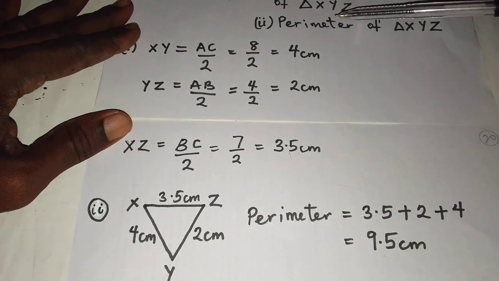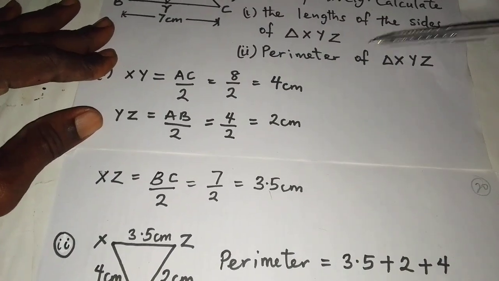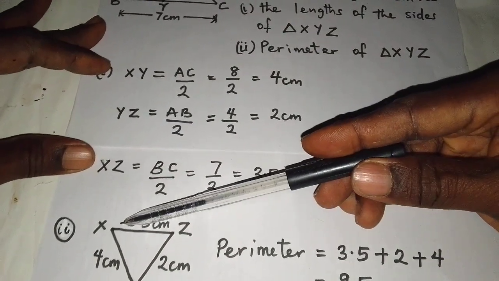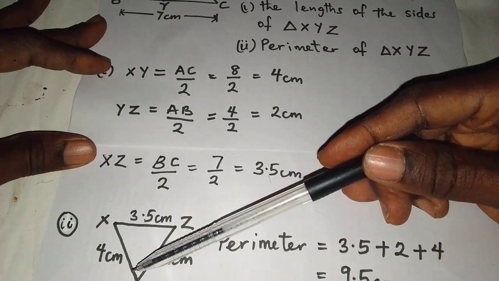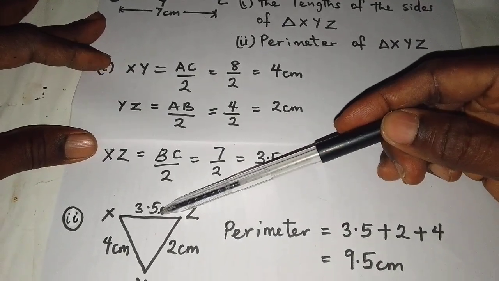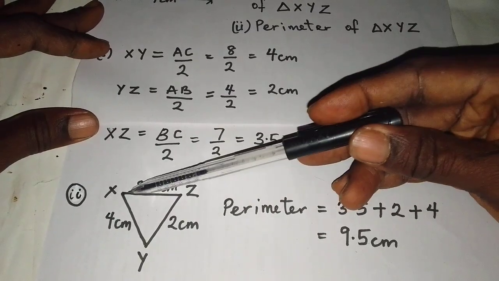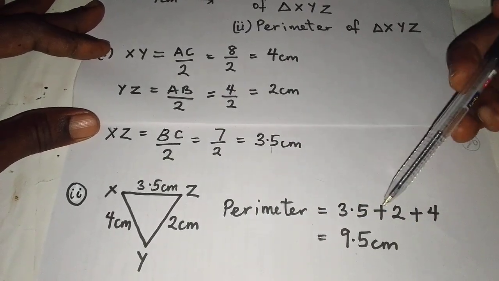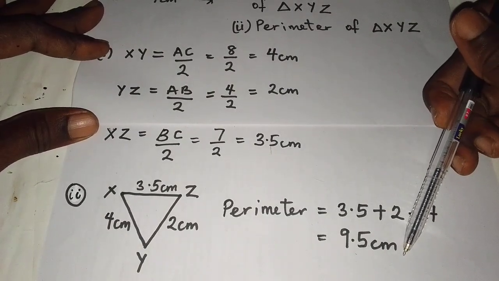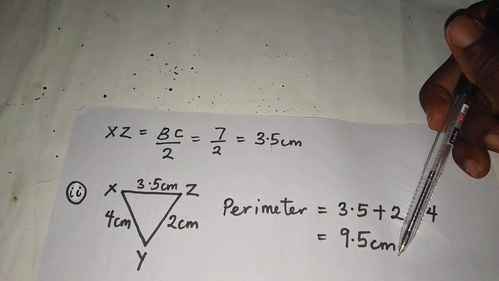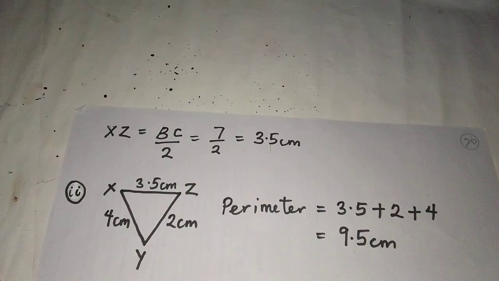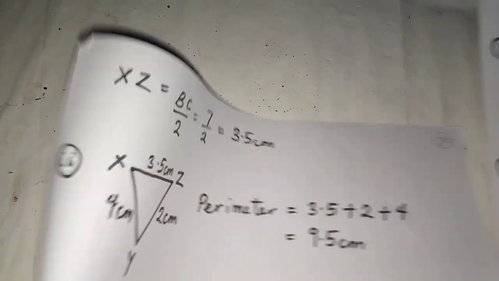Then the second part of the question asks for the perimeter of triangle XYZ. We have found XY to be 4 centimeters, YZ to be 2 centimeters, and XZ to be 3.5 centimeters. The perimeter is just the addition of the sides, so 3.5 plus 2 plus 4 gives us 9.5 centimeters. The perimeter is 9.5 centimeters.